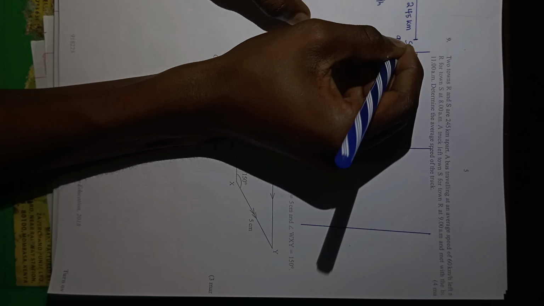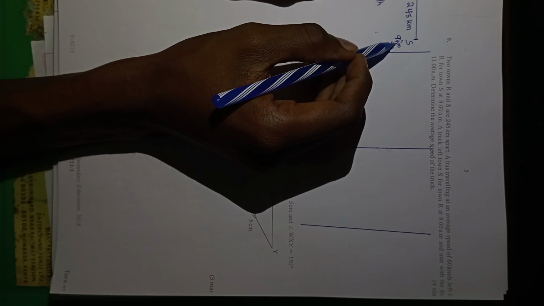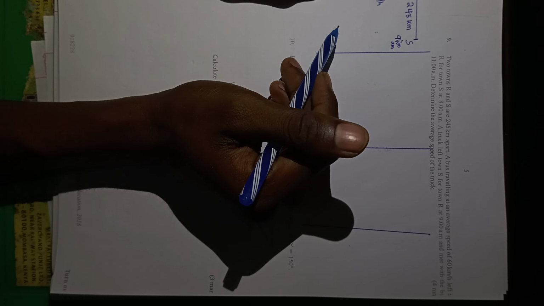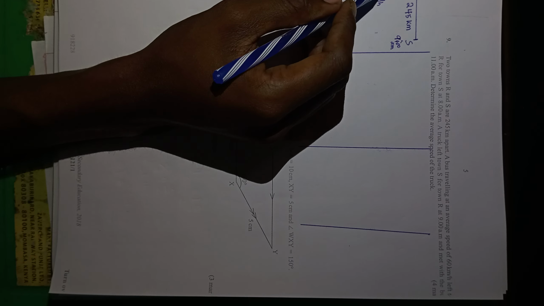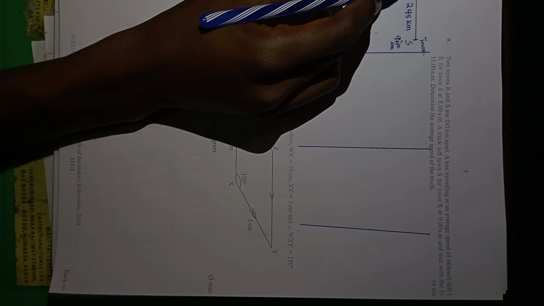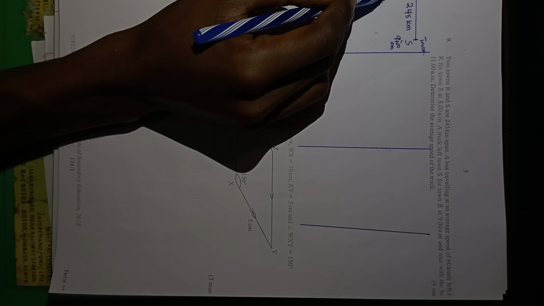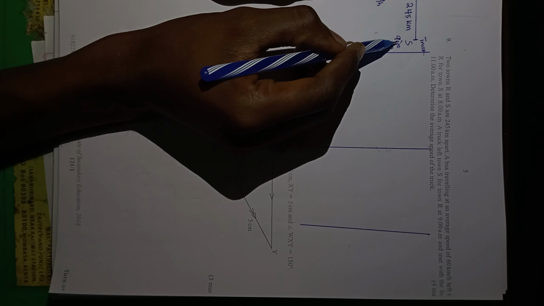So for you to determine the average speed of the truck, you should ask yourself, what is the distance covered by the truck from 9 a.m. all the way to 11:00 a.m. when the two met? To get this distance, we first calculate the distance covered by the bus, because the bus started its motion earlier by 1 hour. We are to calculate the distance covered by the bus from 8 a.m. all the way to 9 a.m.